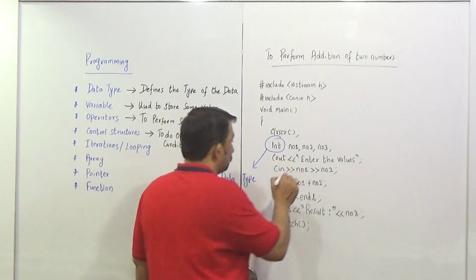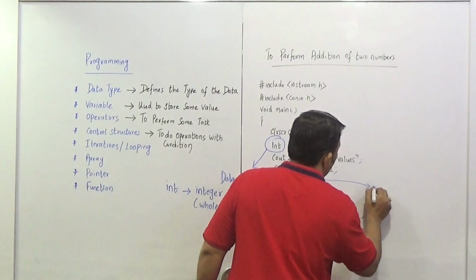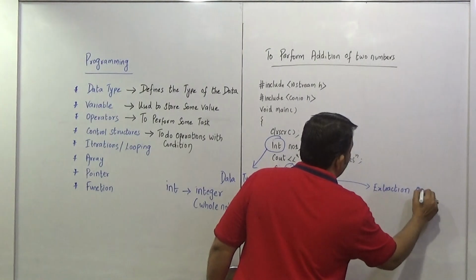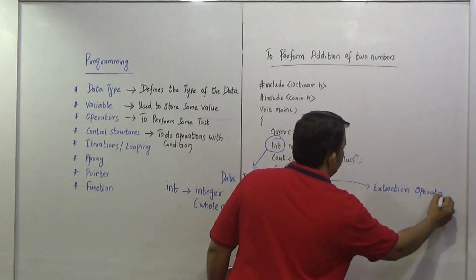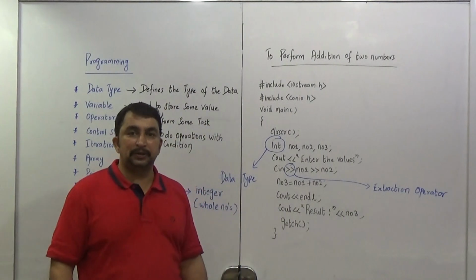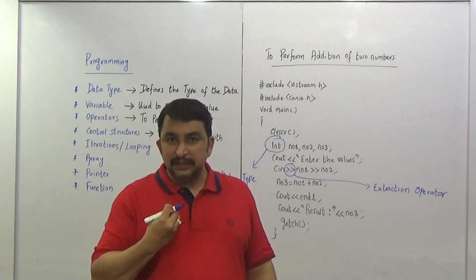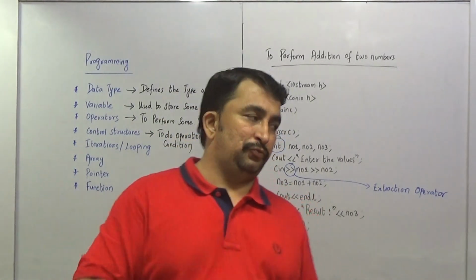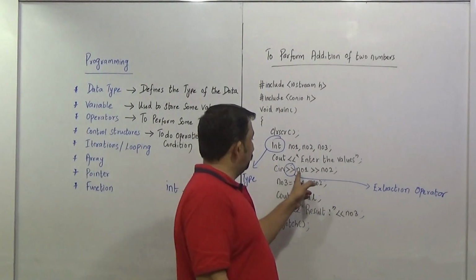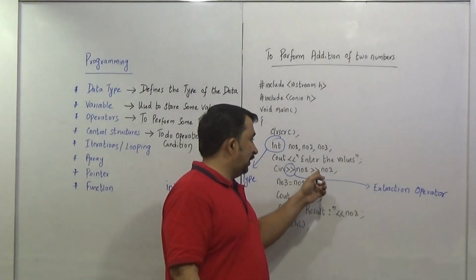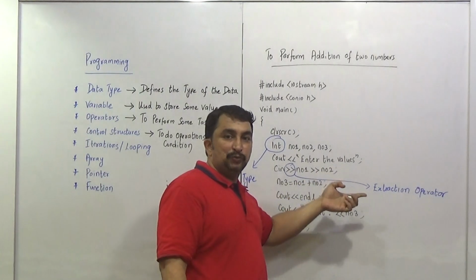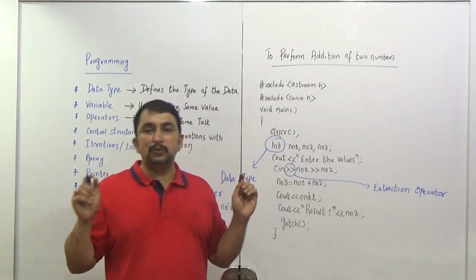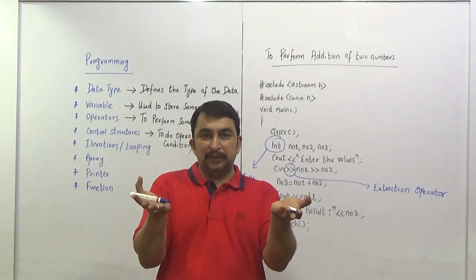So this is said to be the extraction operator. That means the program is extracting some input from the output window, and it will be assigned to number 1 and to number 2. The second value which you give in the output window will be assigned to number 2. So you have two different values in the variables.